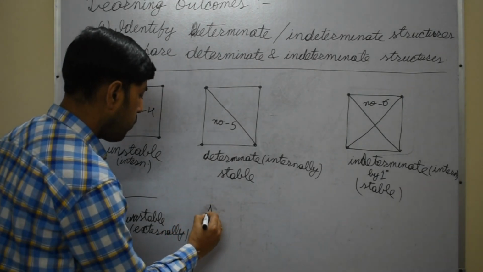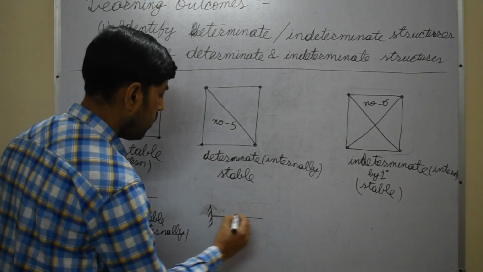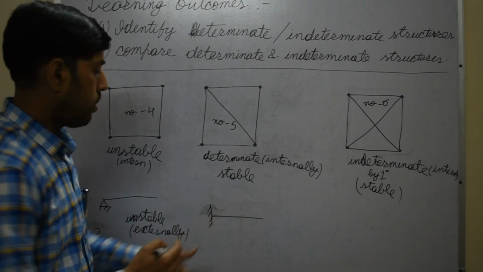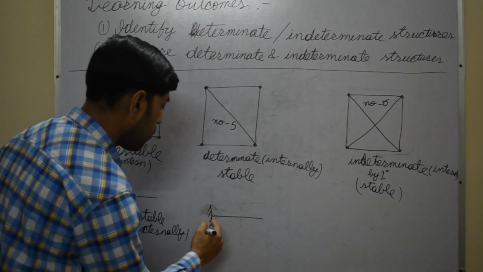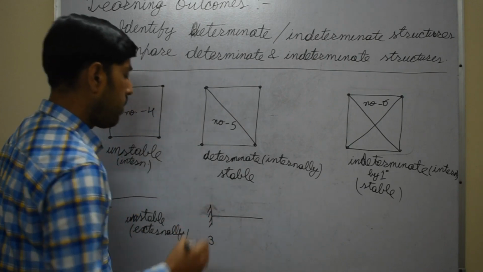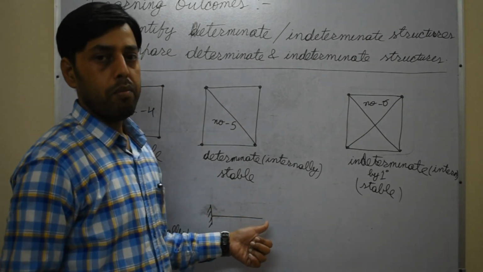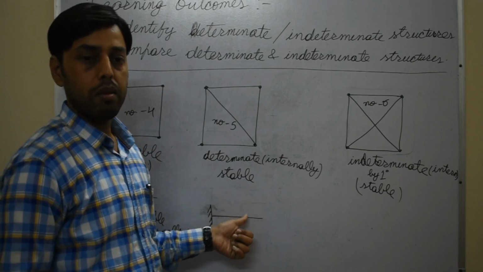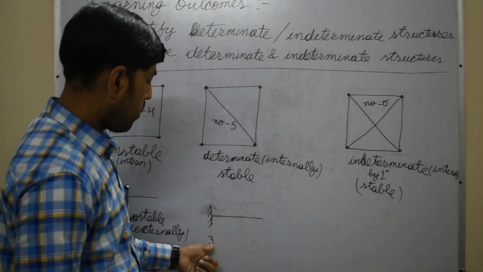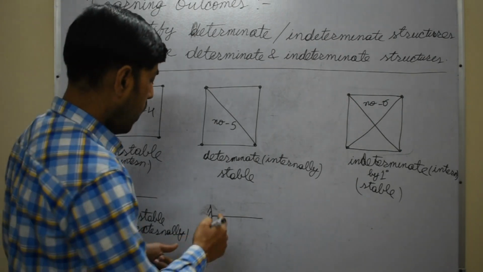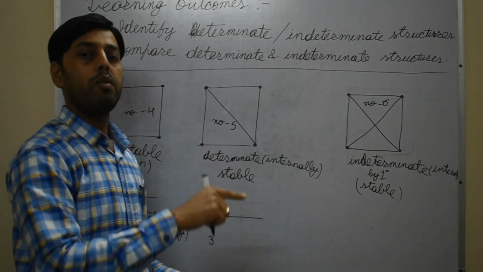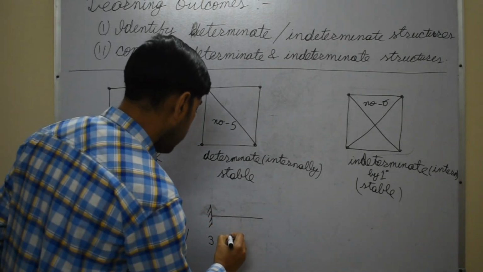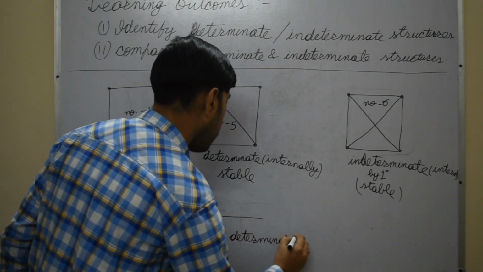Now if we put a beam like this, we made this end fixed and the other end free. In this case, the number of support reactions is 3. So for this beam, the minimum number of support reactions required to make it stable externally is 3. And we have provided that minimum number of support reactions in this case. So this is determinate externally.